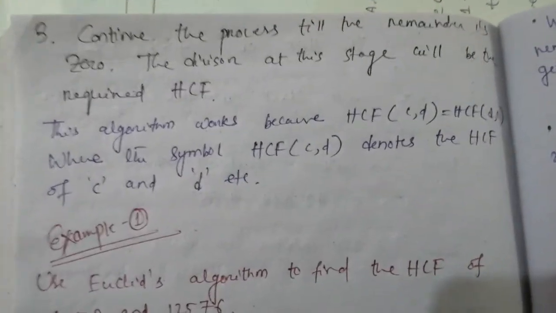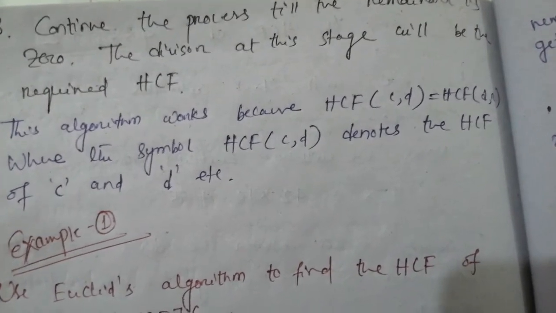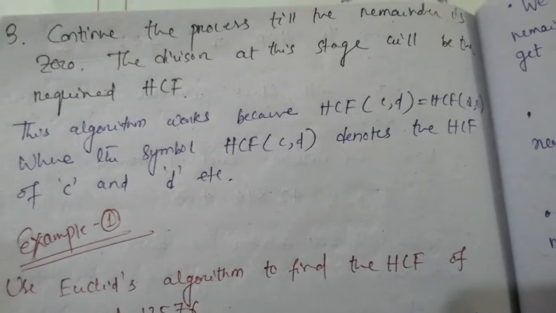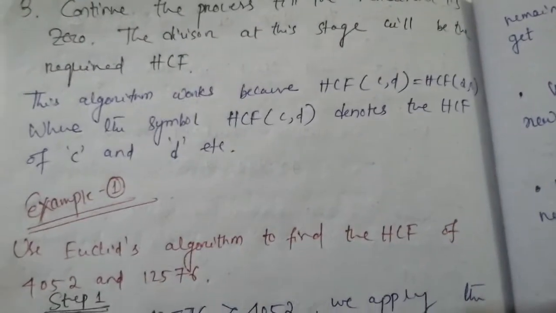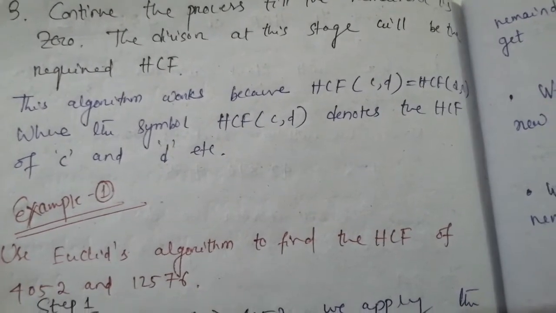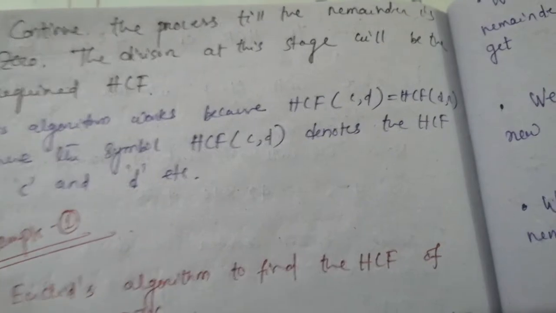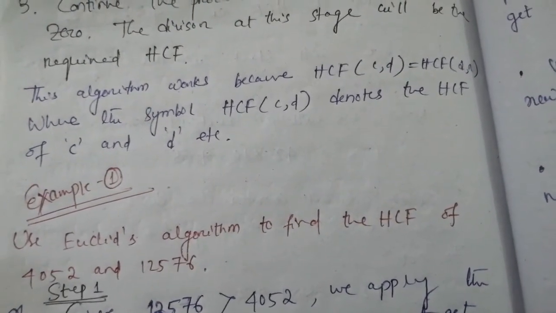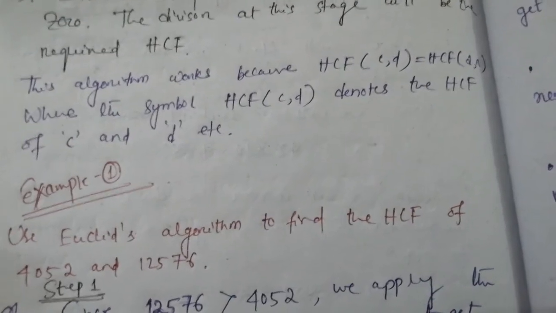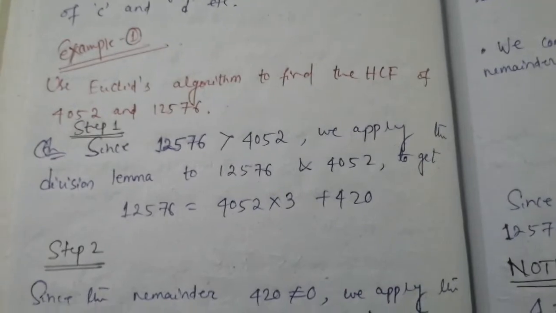Step number 3: continue the process till the remainder is 0, that we have already observed. The divisor at this stage will be the required HCF. This algorithm works because HCF of c, d equal to HCF of d, r, where the symbol HCF of c comma d denotes the HCF of c and d. Now we will proceed with some other examples.